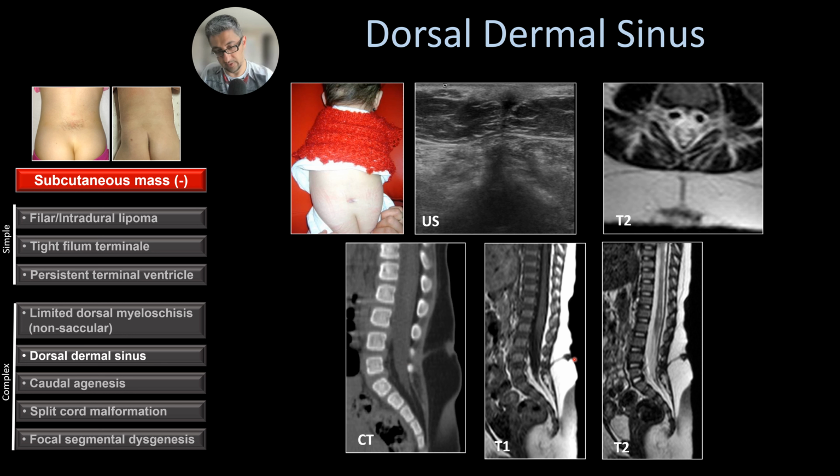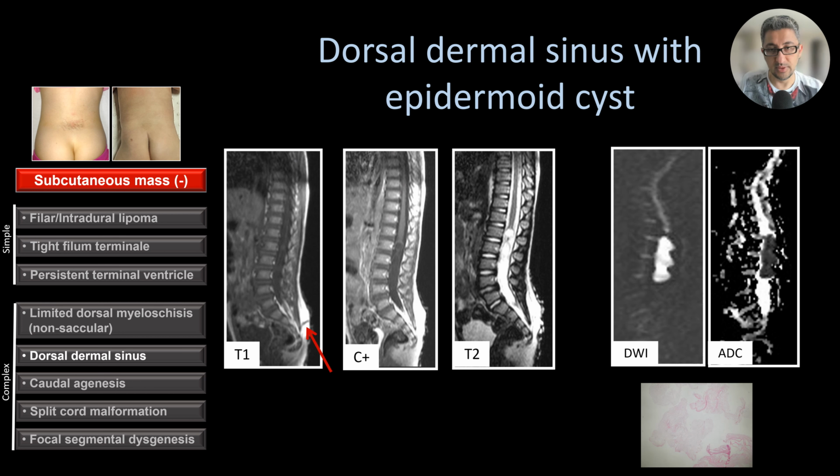Here is the sinus tract nicely seen on the T1 and T2 weighted images. It's important to play with the window settings to see the sinuses better on the MRI. This is associated with a low-lying cord, as you can see. Dorsal dermal sinus tracts are important due to their complications, and they require surgery during the newborn period because they may be complicated with epidermoid cysts or infections.